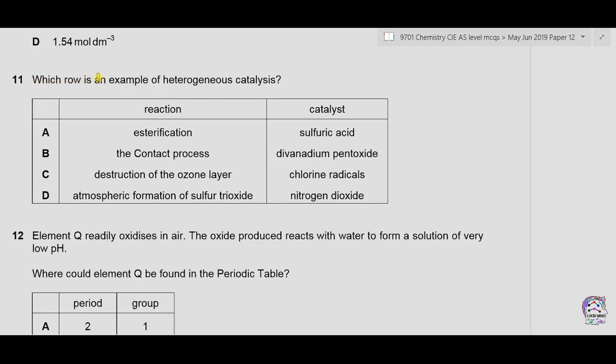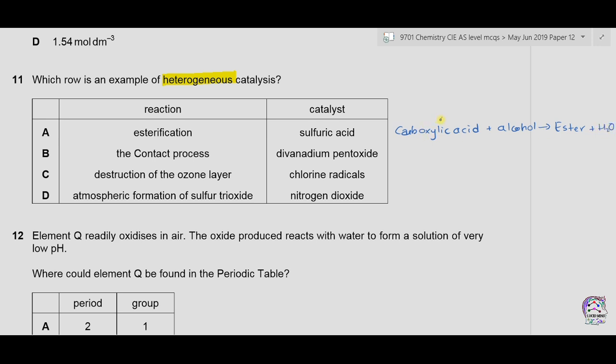Question number 11, which row is an example of heterogeneous catalysis? Now heterogeneous means that the catalyst must be in a different state as compared to the contents of the chemical reaction. In A we have esterification reaction. In esterification, carboxylic acid reacts with alcohol and forms ester along with water molecule.